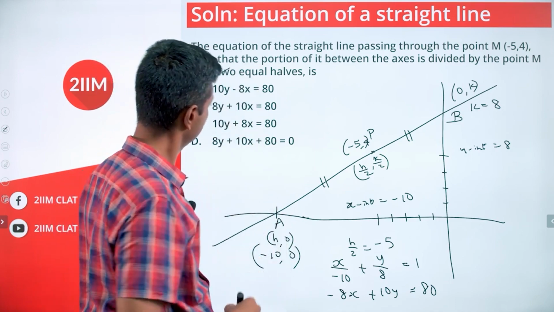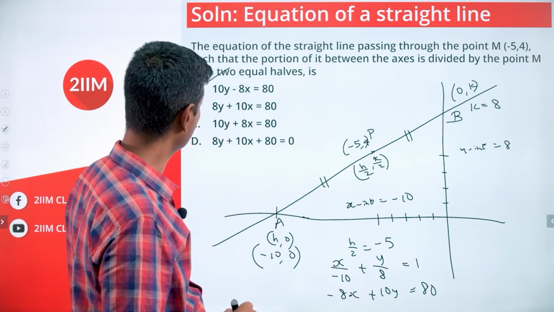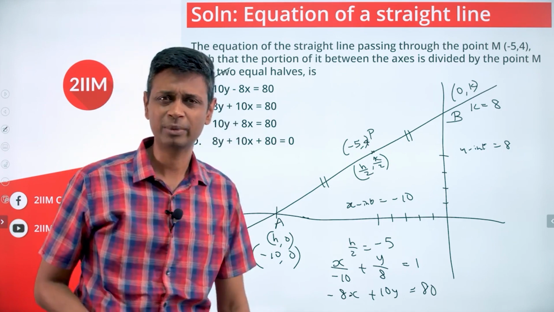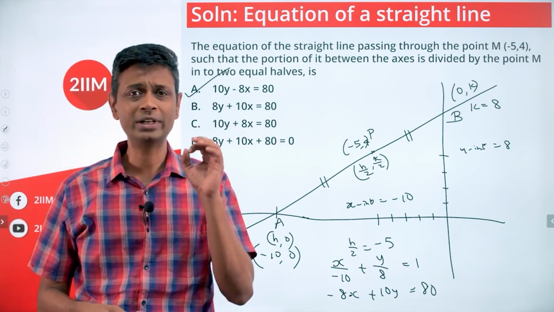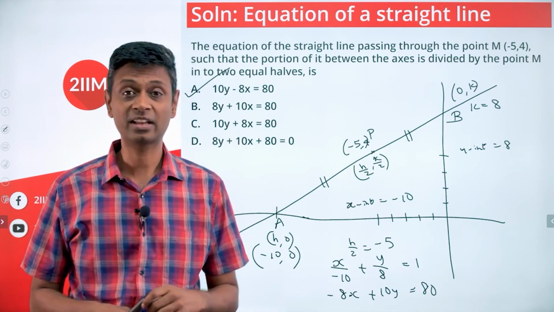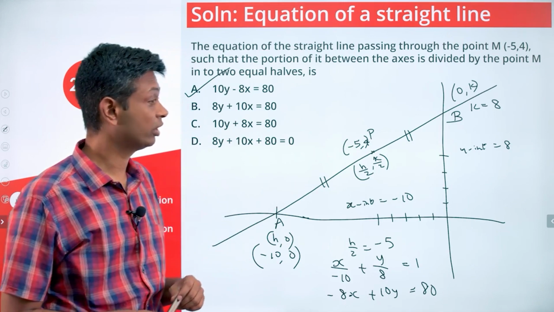10y minus 8x equal to 80. That is this line. Right. (-10, 0) sits on this, (0, 8) sits on this. They both satisfy this. 10x minus 8y equal to. The idea here is that the point M is the midpoint of the segment AB, where A has coordinates (h, 0) and B has coordinates (0, k).